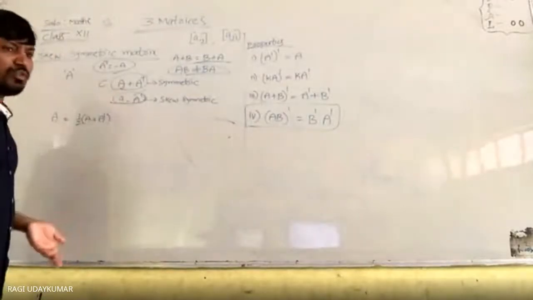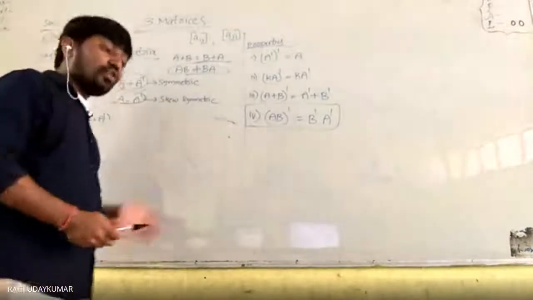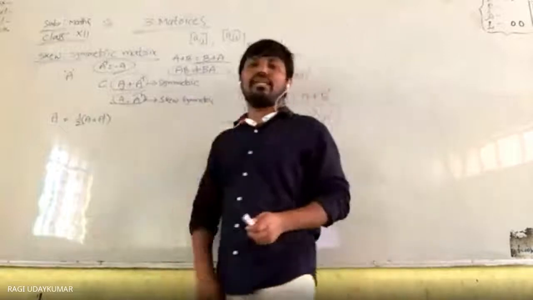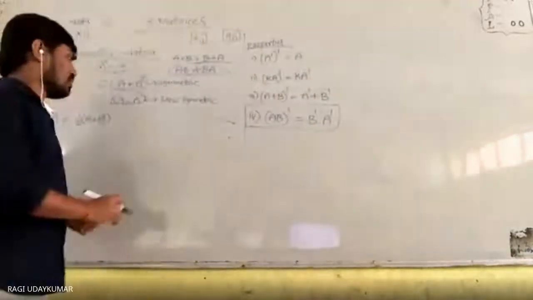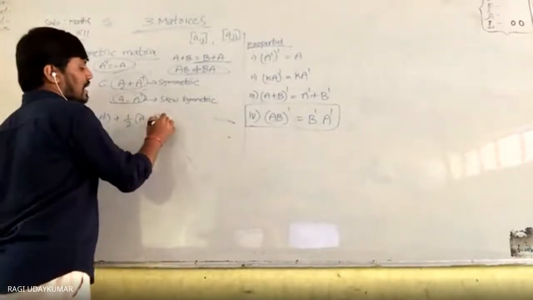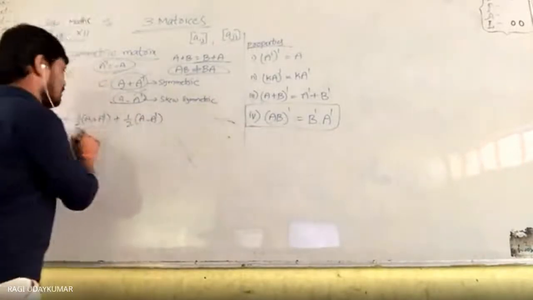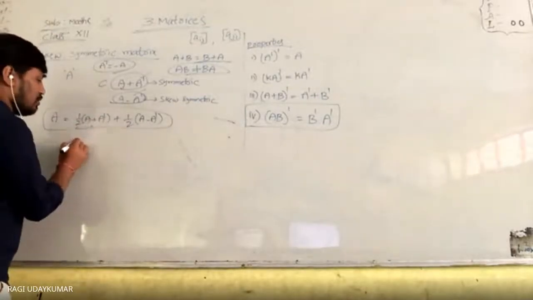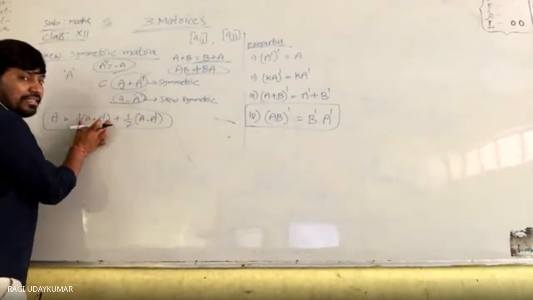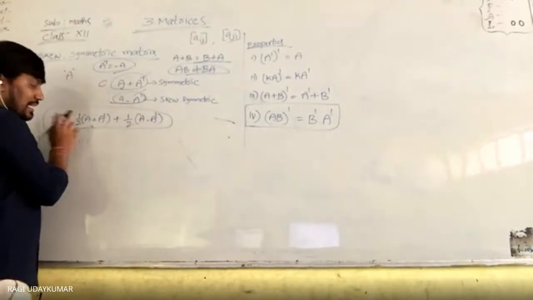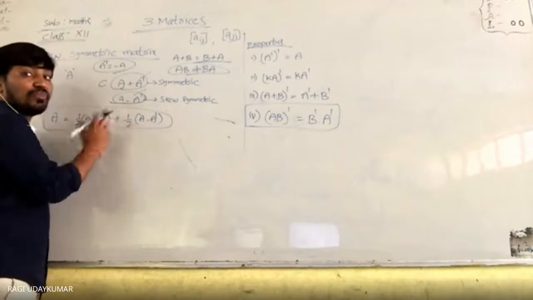A plus A transpose is a symmetric matrix. 2 into A plus A transpose is a symmetric matrix, but I am multiplying by 1/2 here: 1/2 of A plus A transpose. And this one we also multiplied by 1/2. Now what does it become? A plus A transpose is the symmetric matrix, and A minus A transpose is the skew symmetric matrix. So any matrix can be written as the sum of symmetric and skew symmetric matrices.